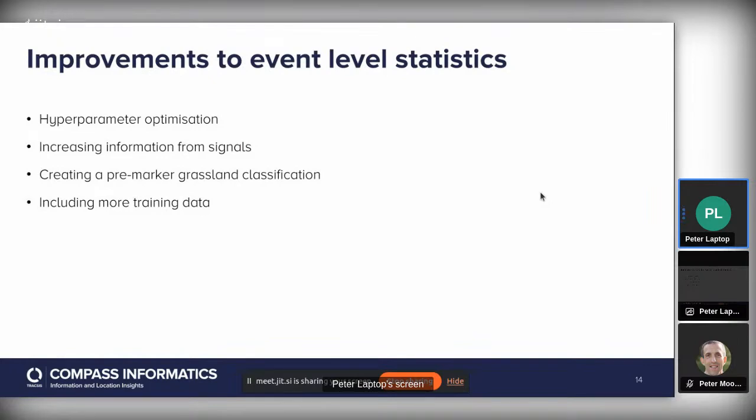The first one's hyperparameter optimization, which I will not go into in detail, but that's basically getting the hyperparameters for the convolutional neural network right. After that, increasing the information from the signals. So now it's Sentinel-1, which is very noisy. How can you get more information from that? Then creating a pre-marker grassland classification. And lastly, including more training data.